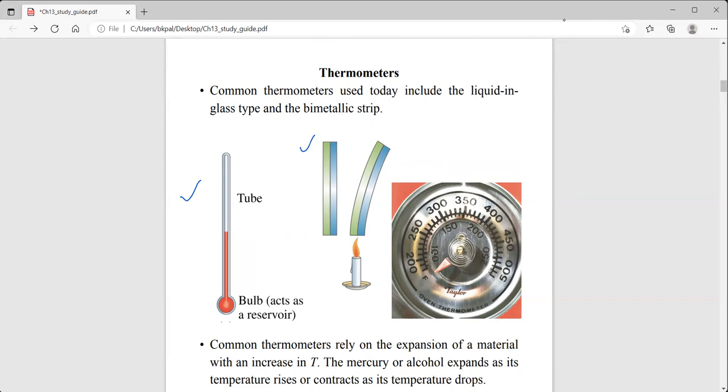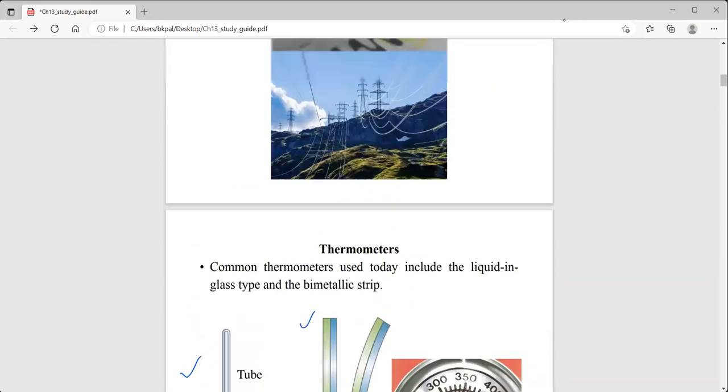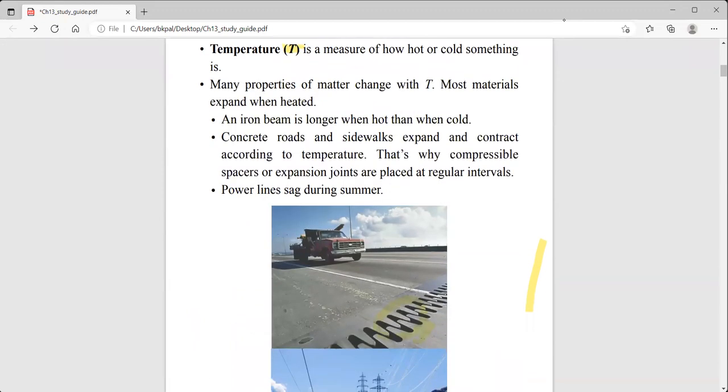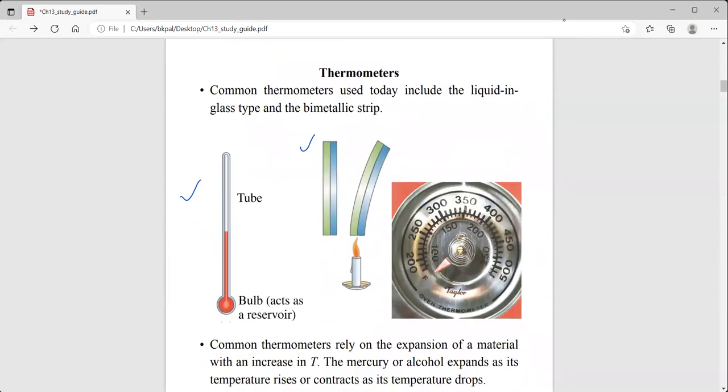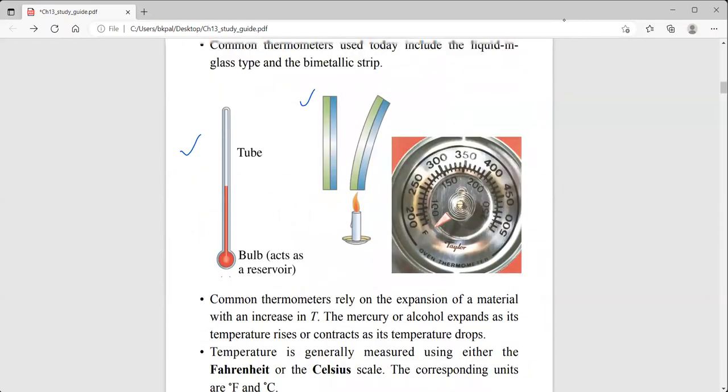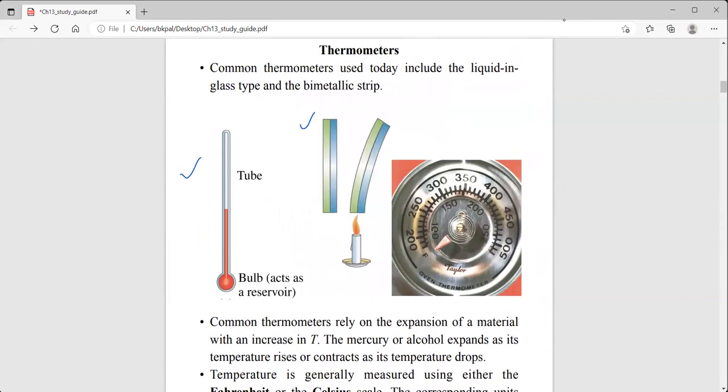And in both types, the property used is what you learned in the last slide, okay? Most objects expand with the increase of temperature and contract with the decrease in temperature, okay? So this property is basically used in all types of thermometers. And this is the most common type of thermometer, okay? Inside this thermometer, the liquid is either mercury or alcohol, okay?